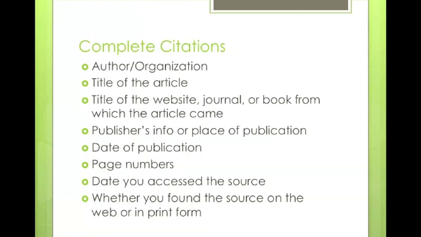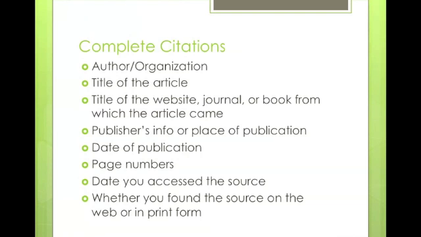Now, when I talk about having a complete citation, typically this is the kind of information you're going to want to pull from your sources to put into your citation. You'll always want to know the author's name, or if not an author, the organization's name that's providing the source, the title of your article or chapter, the title of the website or journal or book from where that article came, possibly the publisher's information or the place of publication. In a book, you'll typically find that on the inside, first or second page of that book. The date the source was published, the page numbers.